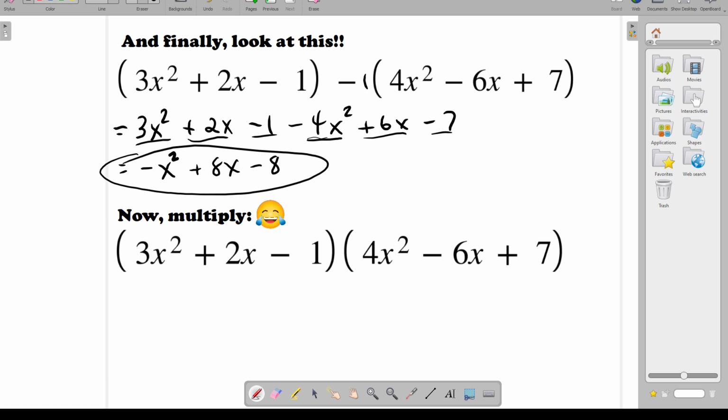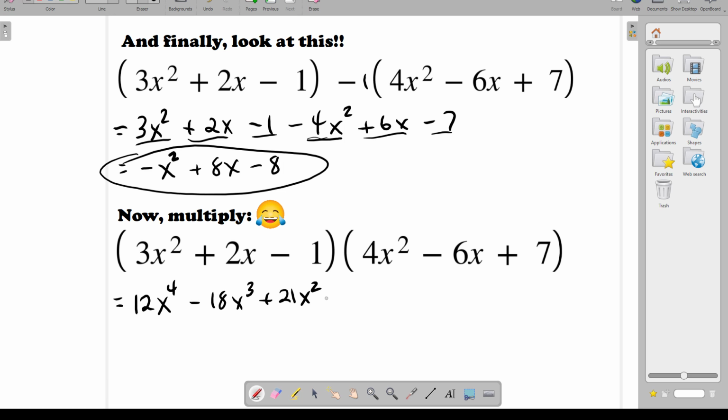But if we take the same two expressions and multiply, 3x squared gets distributed over all three, the 2x gets distributed over all three, the negative 1 gets distributed over all three. So 3x squared times 4x squared is 12x squared times x squared is x to the 4th. We are multiplying powers, you add the exponents. 3x squared times negative 6x is negative 18x cubed. X squared times x, multiplying powers, we add the exponents. 3x squared times 7 is 21x squared.